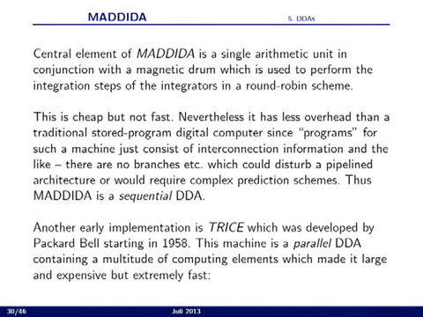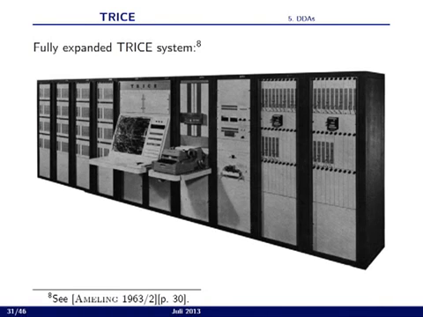MAD-IDA was a sequential differential digital analyzer. You had one arithmetic logic unit, and this was cycled through all the integrators which were part of a computation. TRICE was built in a more traditional way and had physically distinguishable integrators and summers and the like. And this is how TRICE looked.